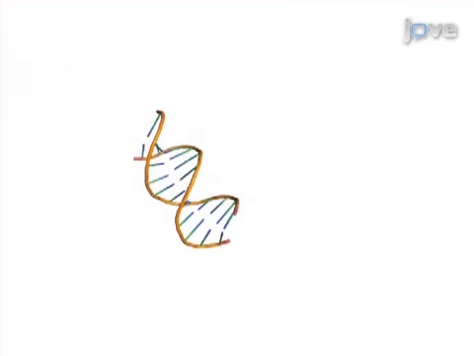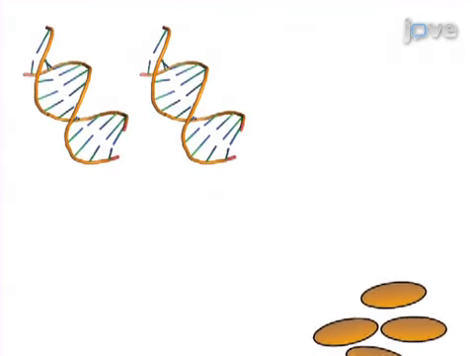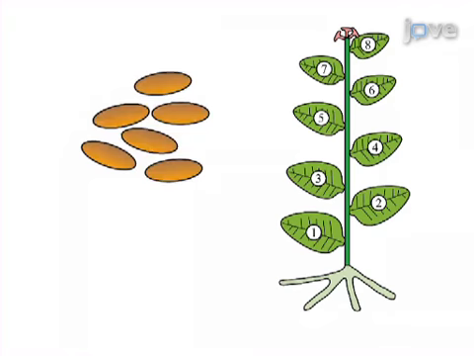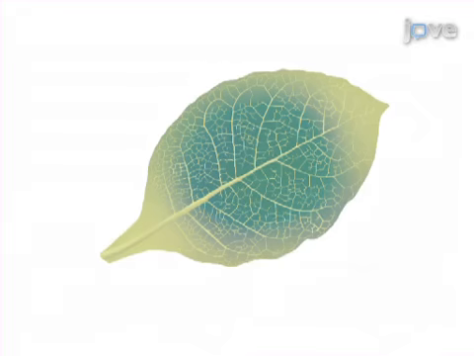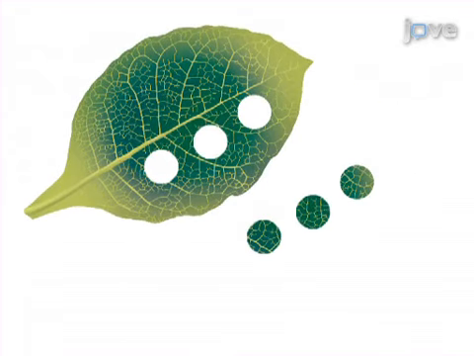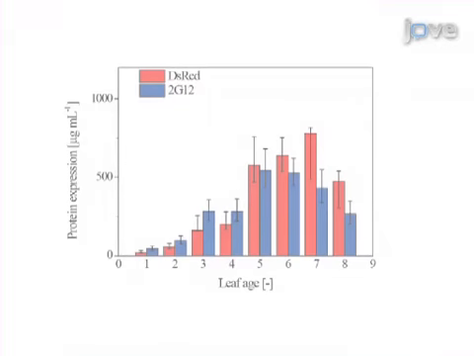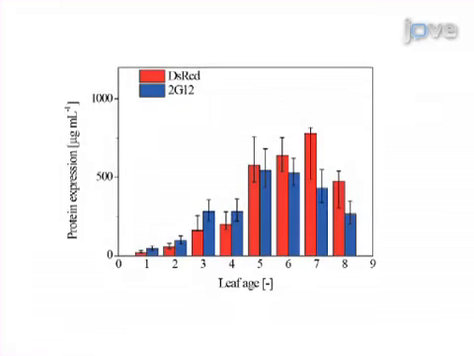As a second step, genes are cloned and transferred into agrobacteria, which are then injected into leaves, resulting in transient protein expression. Next, leaf samples are analyzed in order to determine protein expression levels.